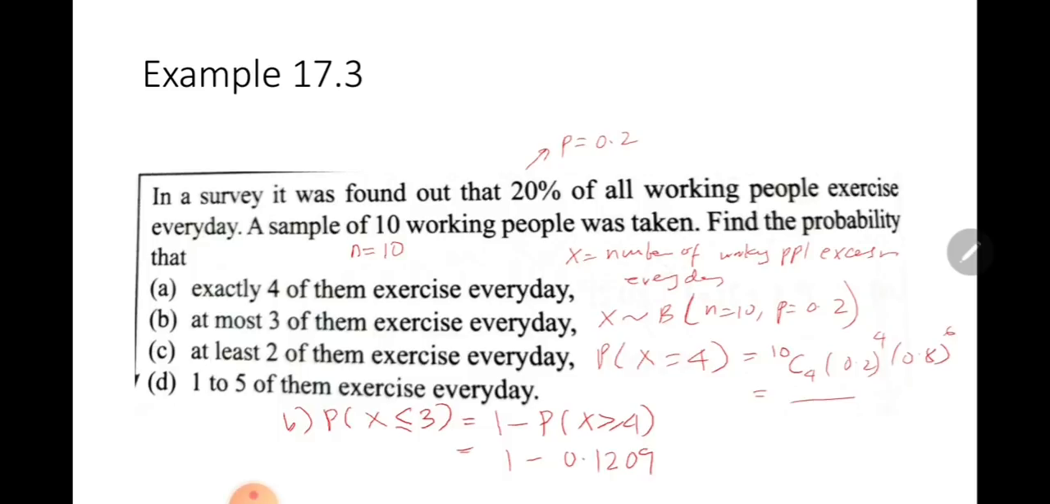Alright, for C, at least 2 of them exercise every day. At least 2 means, for C, P(X) greater or equal than 2. Okay, so for this one you can straight away look at the table. You're going to get 0.6242.